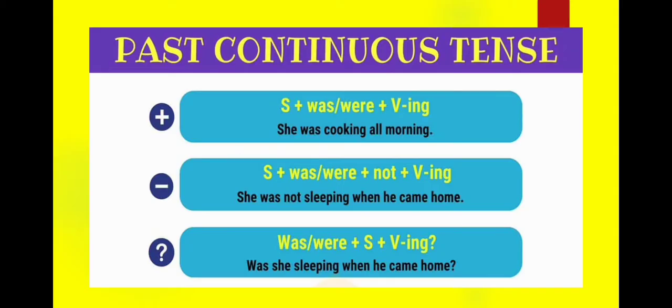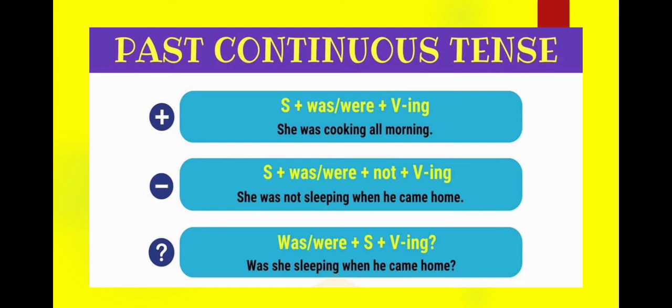Now let's see the rules to form affirmative sentence. Subject plus was/were plus verb first form plus ing. For example, she was cooking all morning. So here she is subject, then was. Cook is verb first form. We have added ing. So it became cooking plus object.